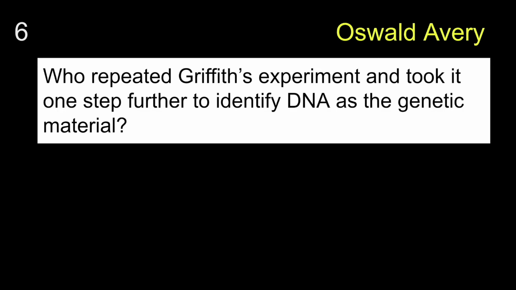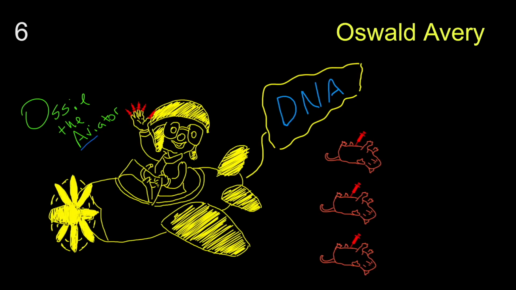Oswald Avery. So Oswald Avery did the exact same experiment that Frederick Griffith did, except he took it one step further and actually identified DNA as genetic material. So when you think of Ozzy the aviator, maybe you should put those syringe claws in his hands because he did the same experiment as our good buddy Freddy Krueger, or Frederick Griffith, did. He killed mice, but he took it one step further, found out that DNA was a genetic material.